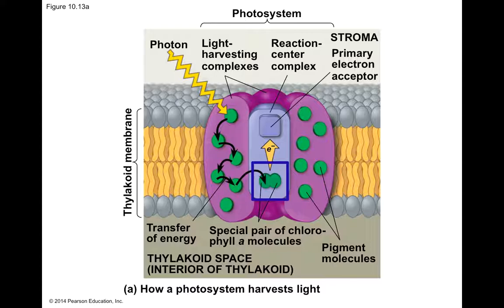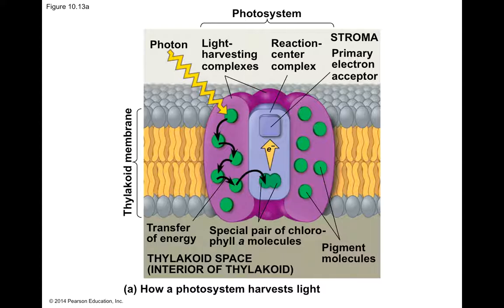The energy excites a pair of electrons in chlorophyll A, and they jump out of chlorophyll A and are caught by a primary electron acceptor. In the light reactions, there are two types of photosystems, photosystem 1 and photosystem 2. Now, not to confuse you, but while the photosystems were named in the order for when they were discovered, photosystem 2 actually comes first in the order of the light reactions.